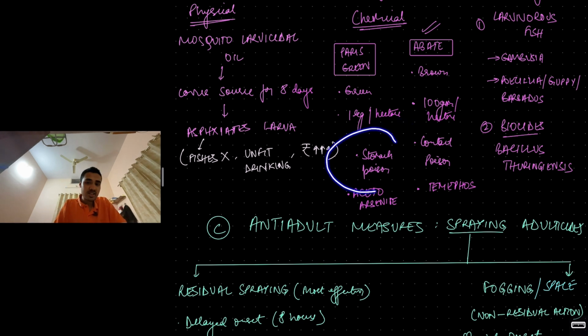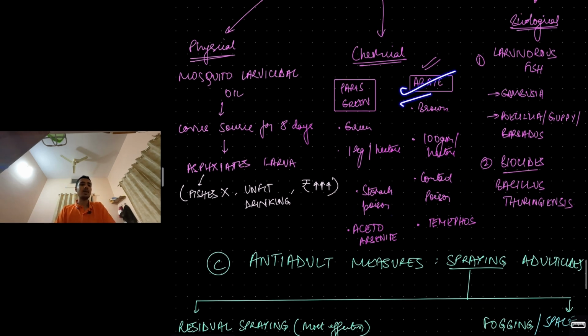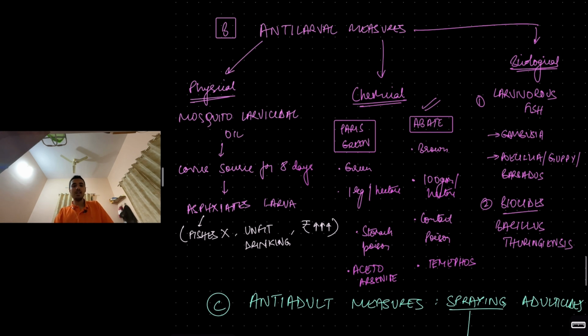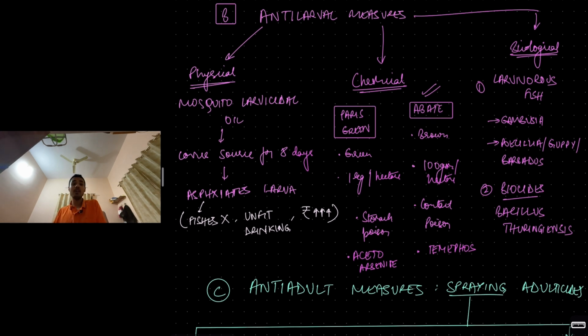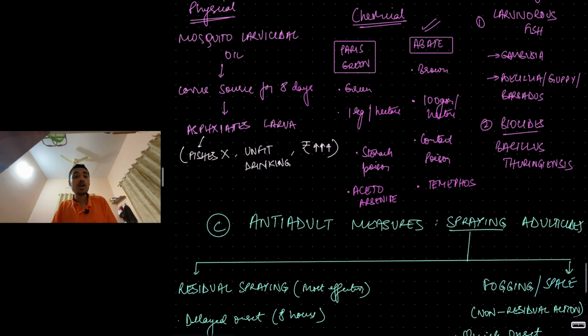Whereas Paris green is a stomach poison. The larvae will ingest Paris green and then die. Abate is a contact poison. Just contact with the larva is enough to kill it. So that is also one more reason why temifos or abate is preferred. So those are chemical larvicides. Then biological: larvivorous fish you will add in the pond, like Gambusia, Poecilia or guppy fish. Then biocides like Bacillus thuringiensis. Basically, the larva will ingest this bacteria and Bacillus thuringiensis will kill the larva. So biocides like Bacillus thuringiensis are a very, very important biological larvicide.